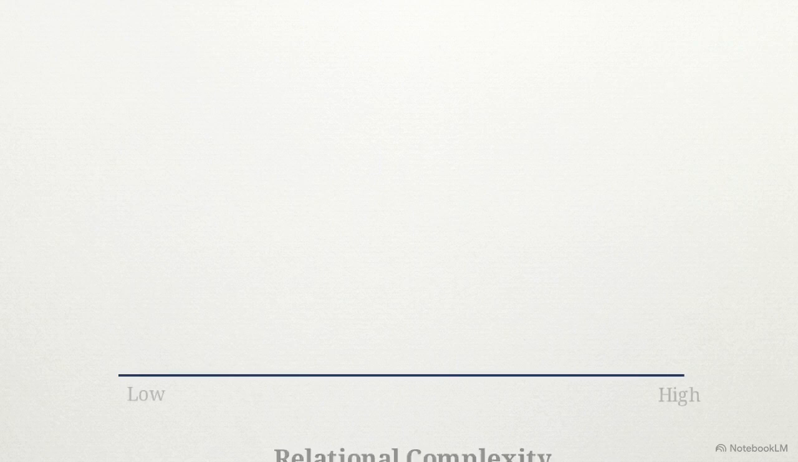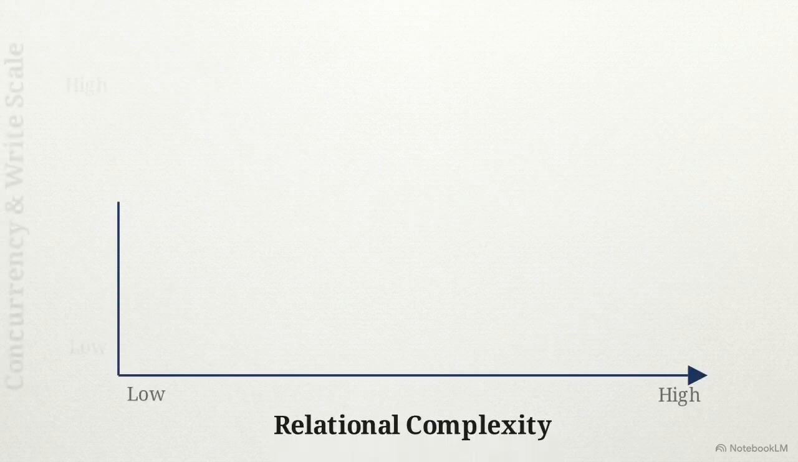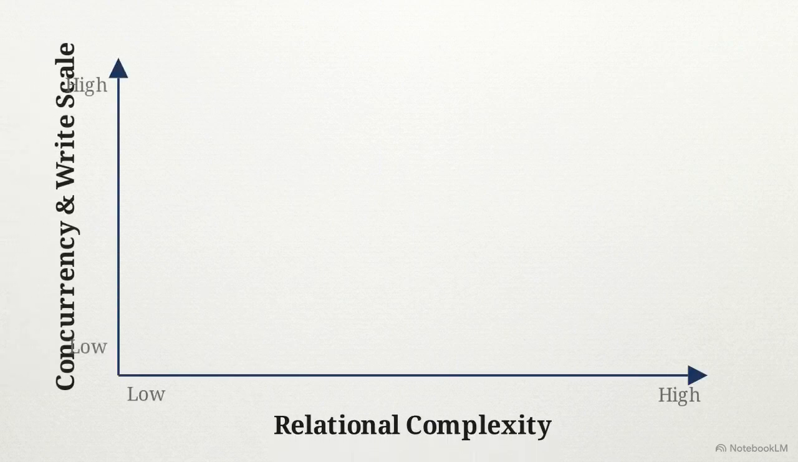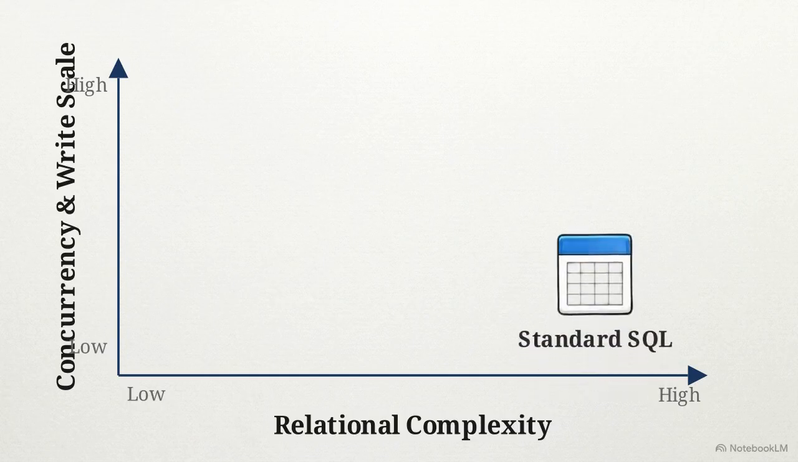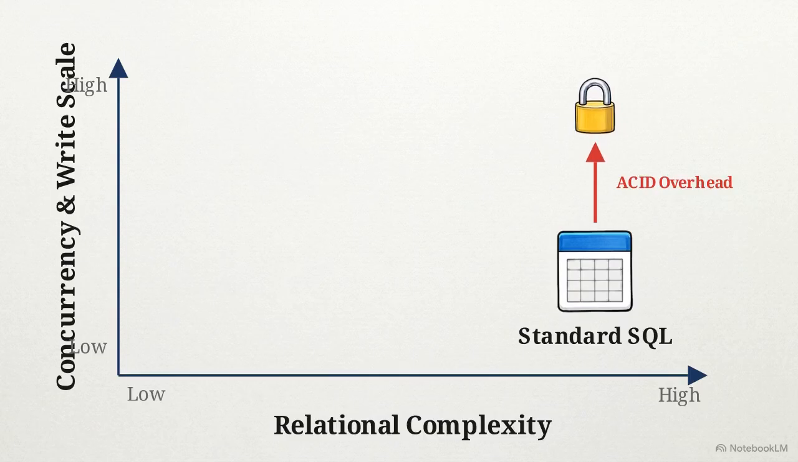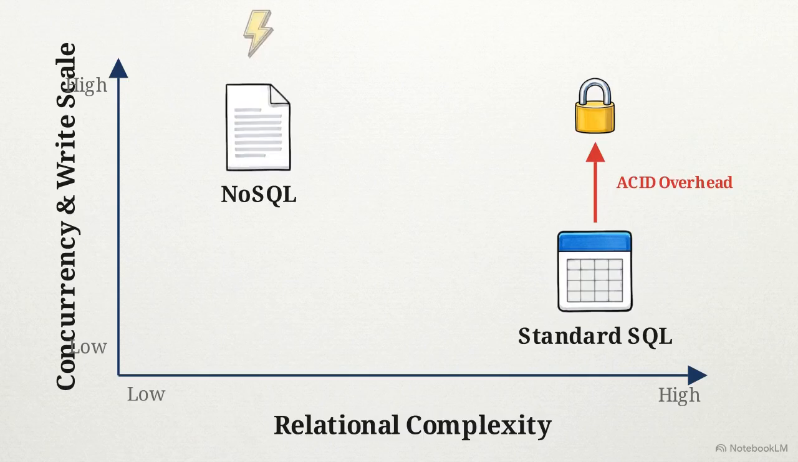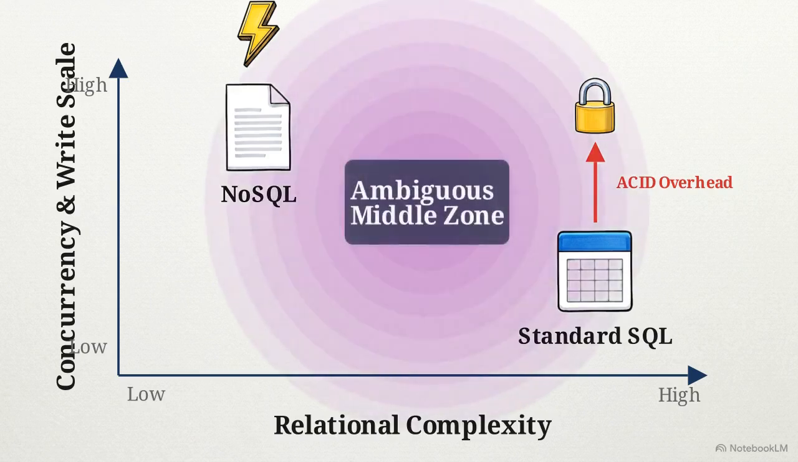This quadrant chart maps our choices. The horizontal axis measures relational complexity, while the vertical axis tracks the demands of concurrency and write scale. Standard SQL databases occupy the bottom right. They provide deep relational depth, but their internal overhead limits their performance as write volume climbs toward the top of the chart. NoSQL sits in the top left, designed for high-velocity writes and horizontal expansion. However, most modern applications live in that ambiguous middle zone, where the trade-offs aren't as clear.